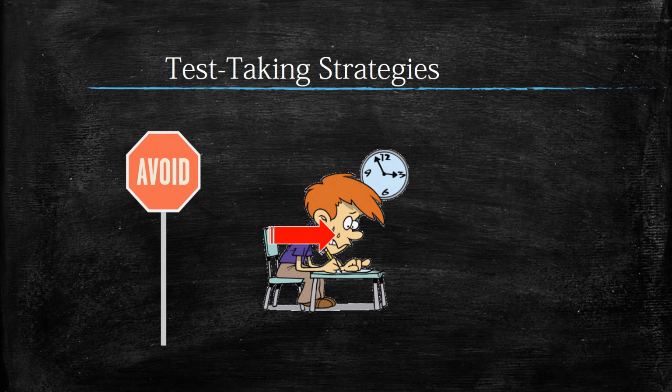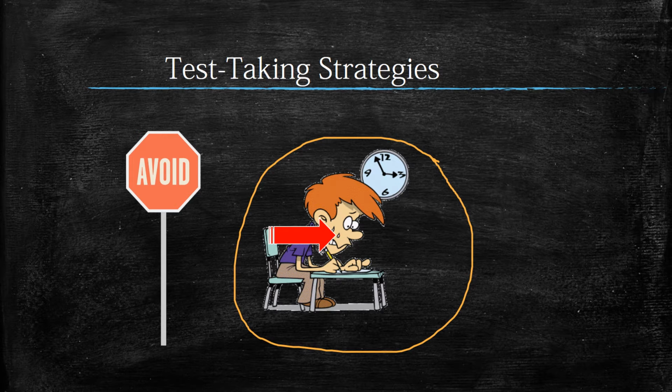If you couldn't tell by the recorded anticipatory set, you should be able to tell now that we are going to be talking about test-taking strategies. We are trying to avoid this from happening.